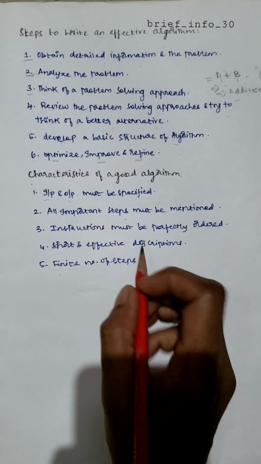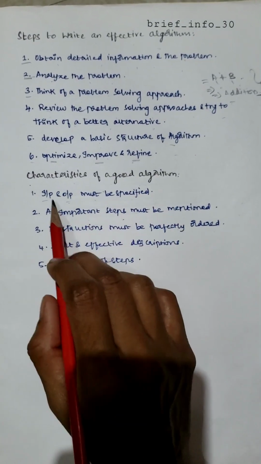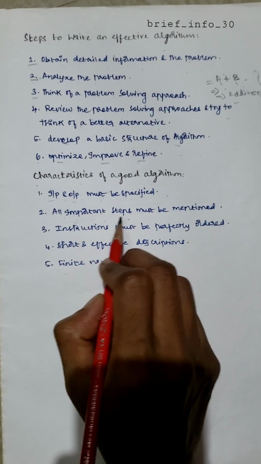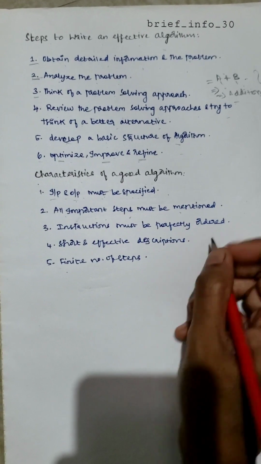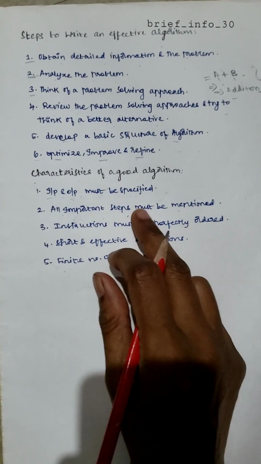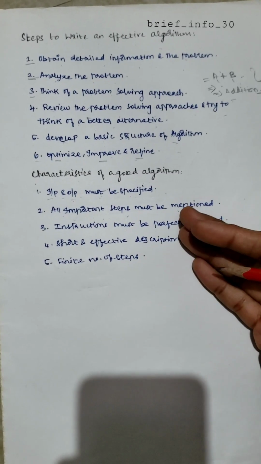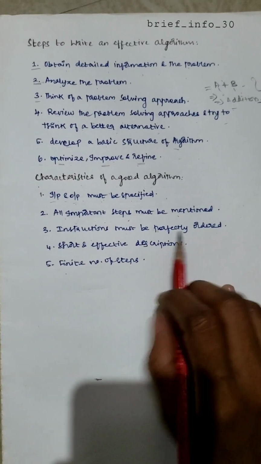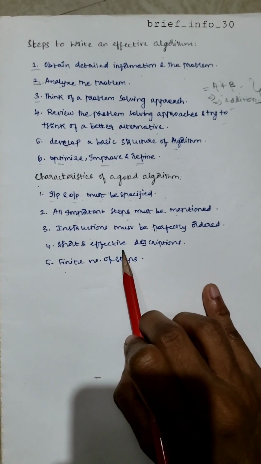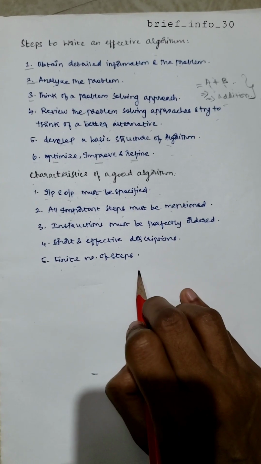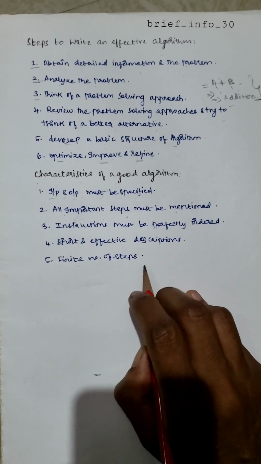So the characteristics of a good algorithm is, input and output must be specified for sure. All the important steps to be followed, which means you should not skip or mismatch any steps. It should be in a given order to solve that particular problem. Instructions must be perfectly ordered. It should be short and effective. Only a finite number of steps are to be involved in writing an algorithm.